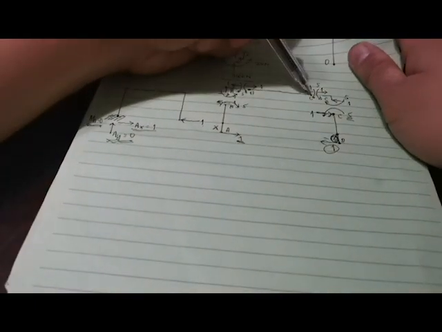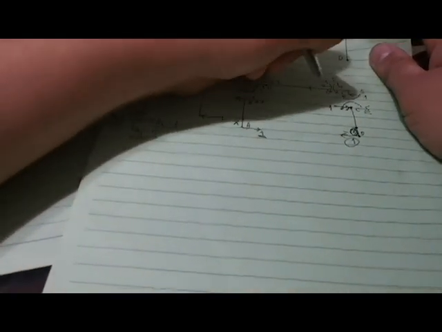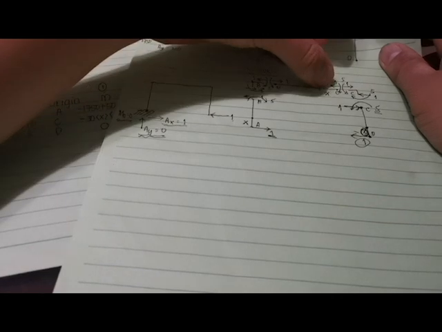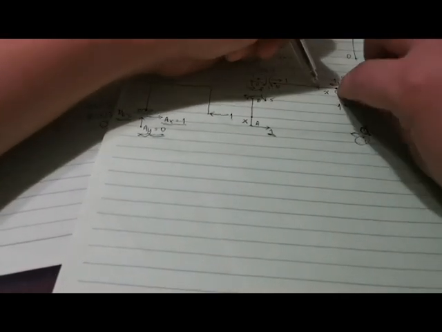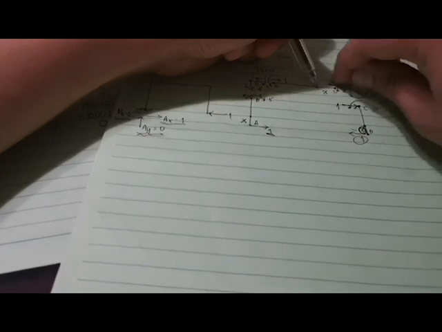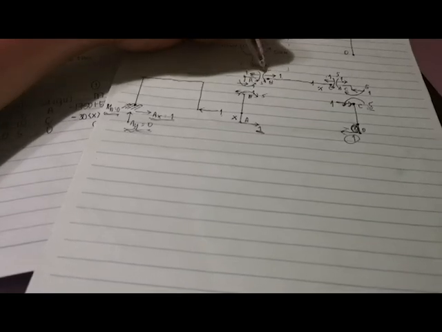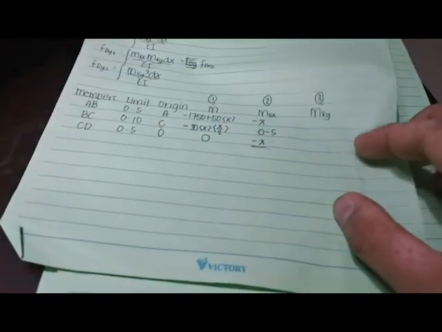Now, proceed to member BC. Our origin is now at C, and this is your X. We have a constant moment of 5 kilonewton meter until point B, where your moment cancels out. So therefore, your MVX is 0 minus 5.